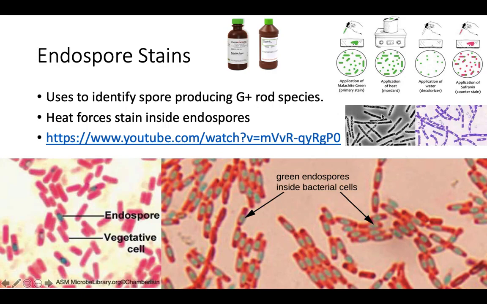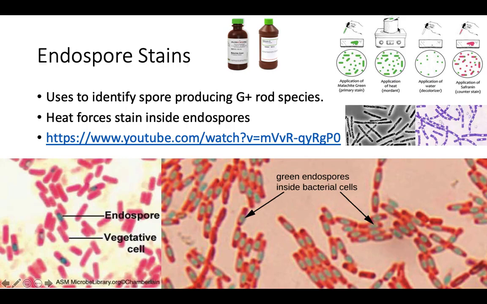So what you're going to do is you're going to start by heat fixing your stain, and you're going to add a primary stain called malachite green. Malachite green is essentially ground up malachite rock with an alcohol and a couple of other things added to it. That malachite green is going to be added slowly to a slide that has been put on top of boiling water or some sort of heat source to heat it up.